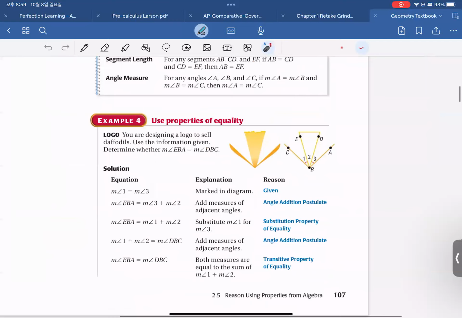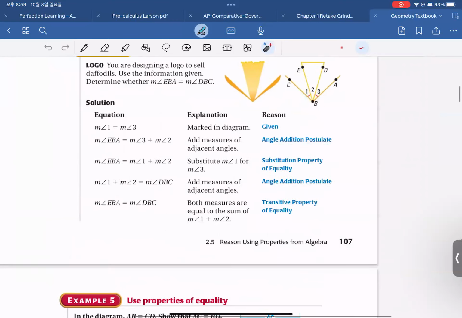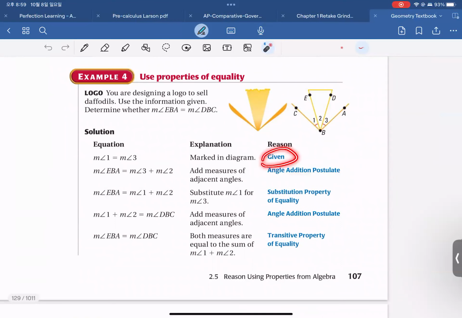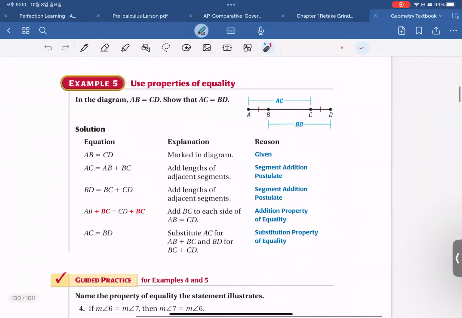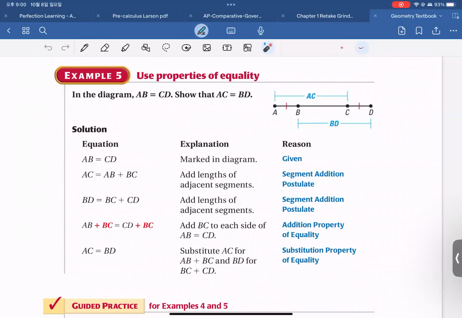This one's a pretty simple proof because you're just using the given, angle addition postulate, substitution property, angle addition, transitive. If you look at these forms of equality, we know what's given, and when we're adding, it's the segment addition postulate, and we also add here, also the segment addition postulate. When you're adding BC to both sides, it's the addition property. And when you're substituting each value, you get AC is equal to BD.